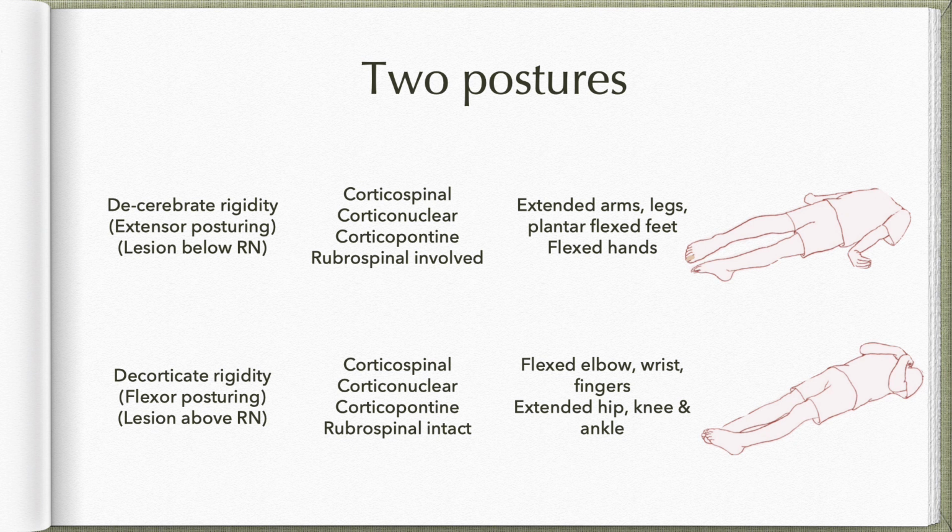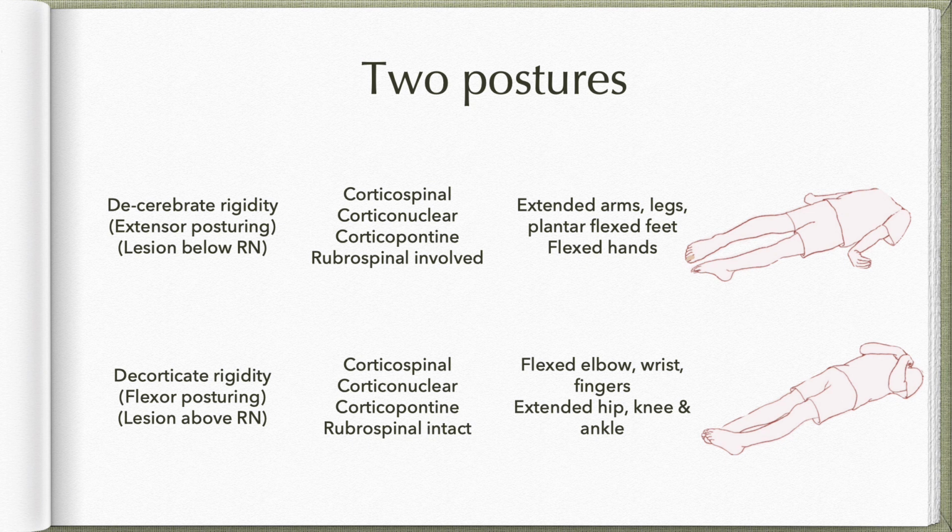Decerebrate rigidity is also known as extensor posturing, and this is because of the lesion below the level of red nucleus. So here, not only the corticospinal, corticonuclear and corticopontine fibers are involved, but also the rubrospinal tract fibers are also involved. So both corticospinal and rubrospinal fibers are facilitators for flexors. Now that being removed, the whole body goes into extended position. So we have extended arm, extended legs, plantar flexed feet, extended hip and knee region.